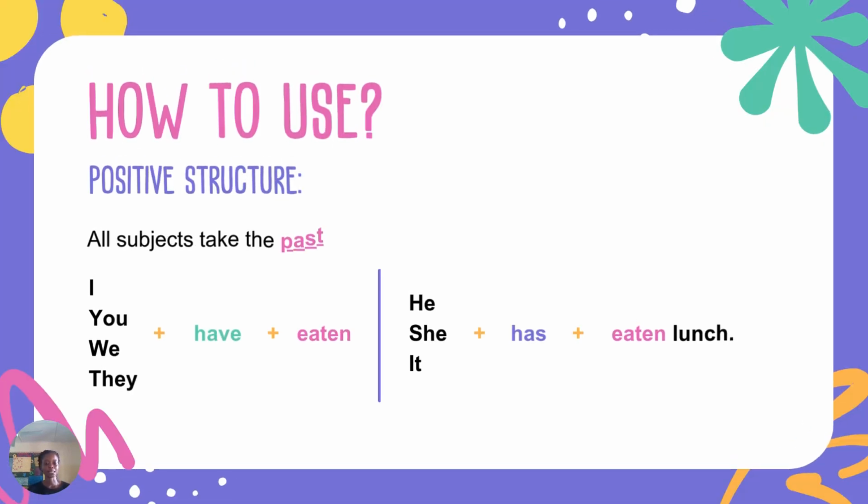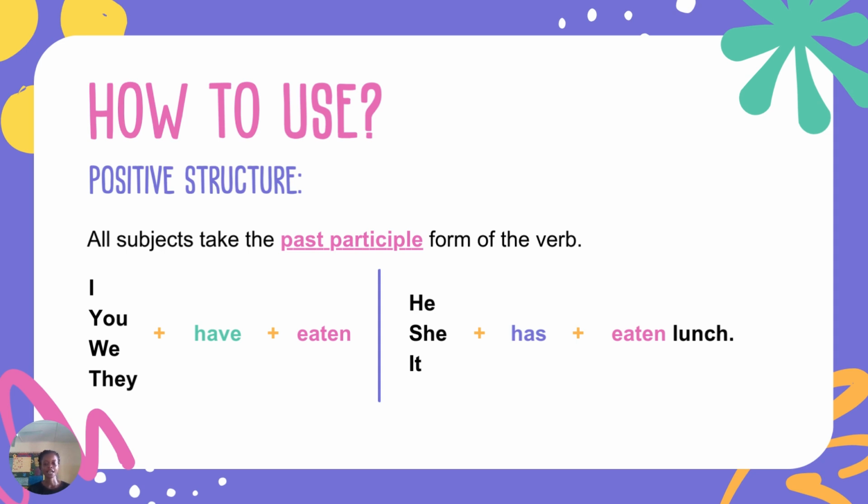Now, the next thing we're going to be looking at in this class is how do we use the present perfect tense when we want to write sentences in the positive structure. In this case, all subjects take the past participle form of the verb. Now, I, you, we, they are all examples of subjects.